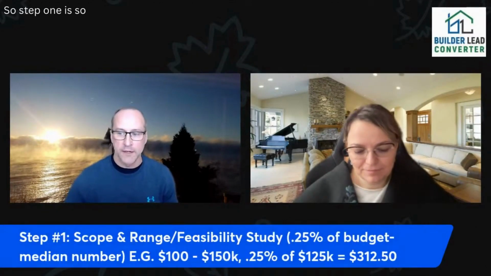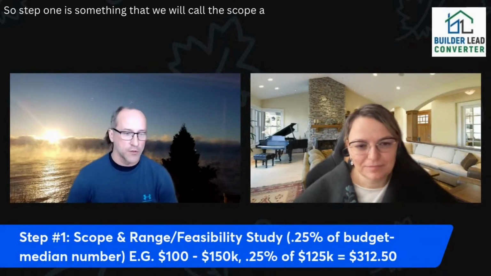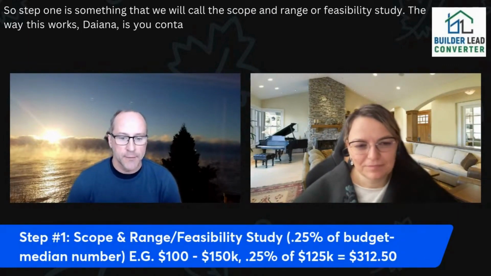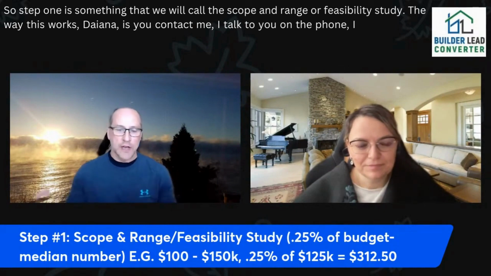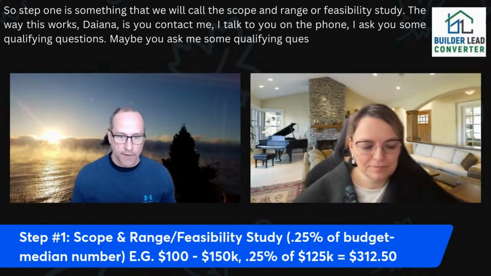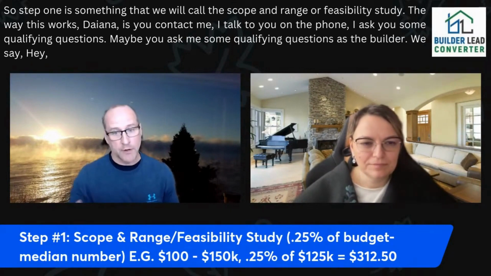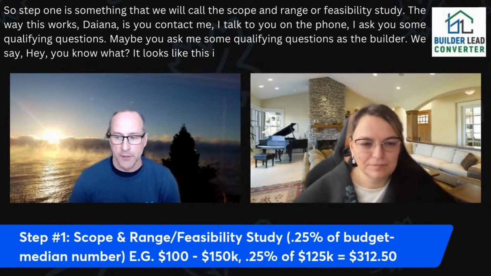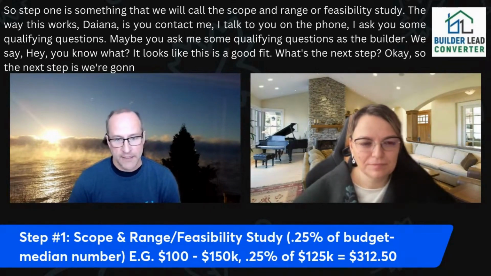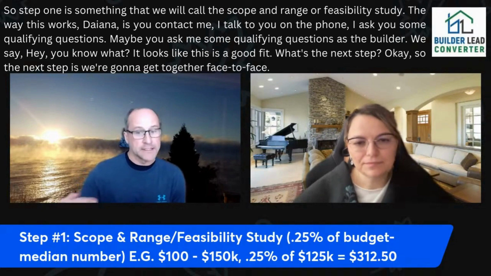So step one is something that we will call the scope and range or feasibility study. The way this works, Diana, is you contact me, I talk to you on the phone, I ask you some qualifying questions. Maybe you ask me some qualifying questions as the builder. We say, hey, you know what? It looks like this is a good fit. What's the next step? Okay, so the next step is we're going to get together face to face.